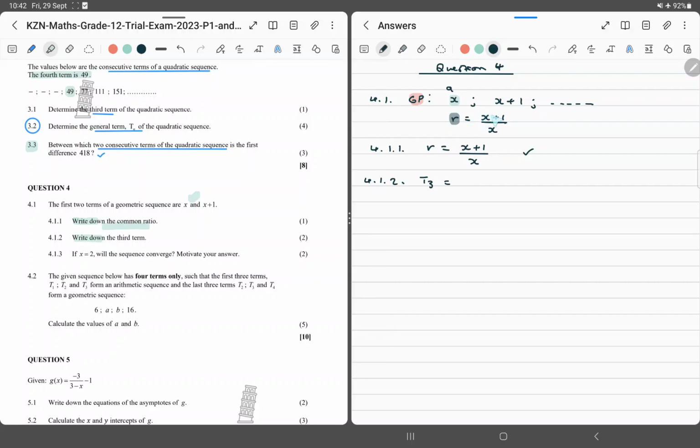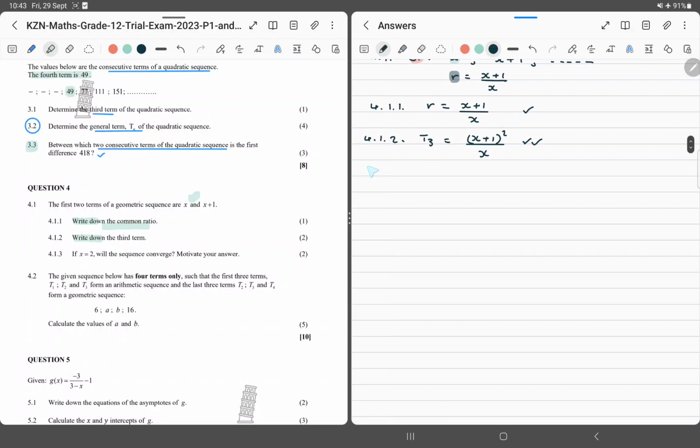T3 is equal to, obviously, the second term multiplied by the common ratio. So this is already going to be (x plus 1) all squared over x, because when you multiply this and that, you get that, divided by the denominator. Easy. But you can use any formula in the GP to find any term. You should be fine. So this is 2 marks. Easy.